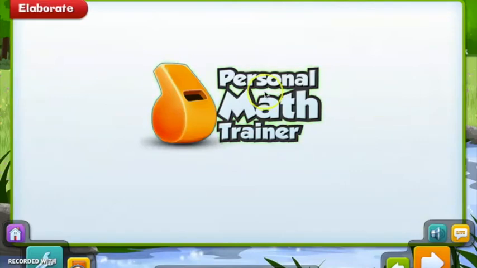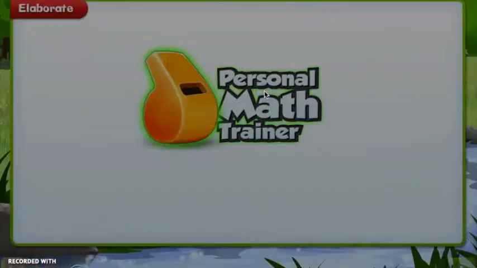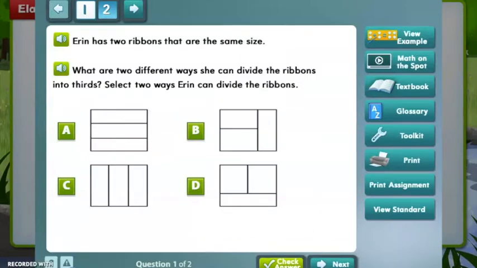All right, let's do it. So let's go to the personal math trainer and let's see what we can work out together. Okay, so number 1 says, Aaron has 2 ribbons that are the same size. What are 2 different ways she can divide the ribbons into thirds? Select 2 ways Aaron can divide the ribbons. So 2 ways that she can divide them into thirds, which means 3 equal pieces.